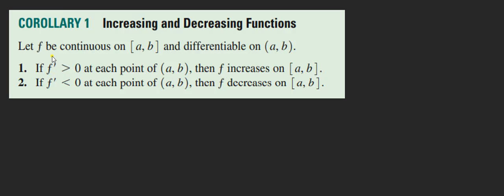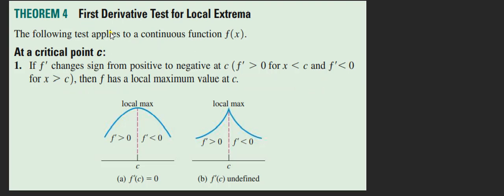That means f prime, which is the slope of f, will be positive. And when f is decreasing from interval a to b, that means f prime, the slope of f, will be negative. So basically when function f increases, f prime will be positive, and when function f decreases, f prime will be negative. And now we need to talk about first derivative tests for local or relative extrema.